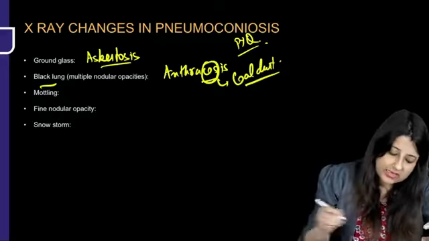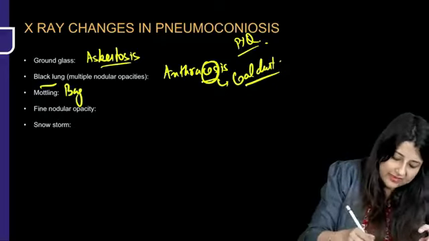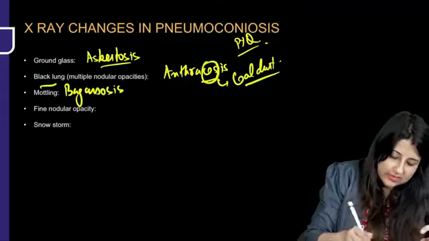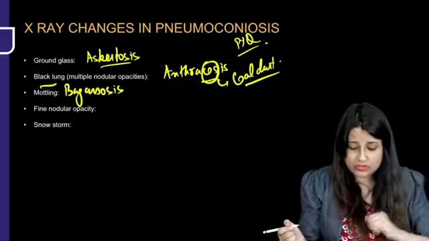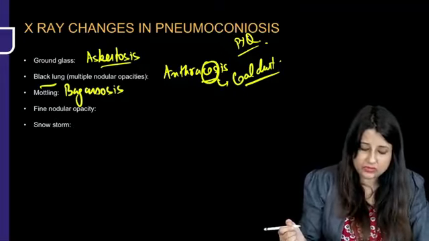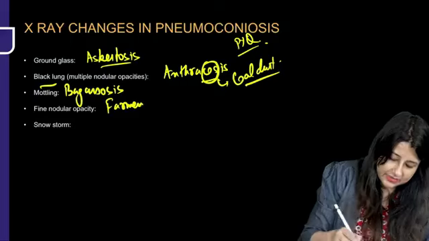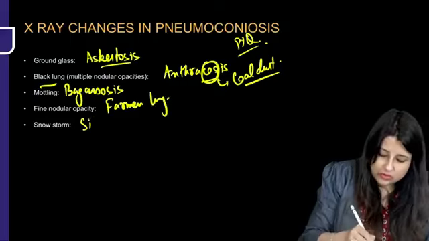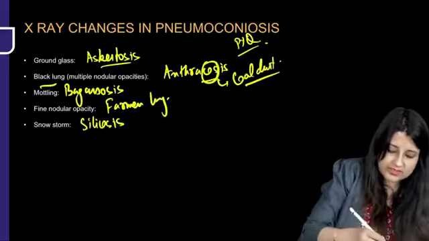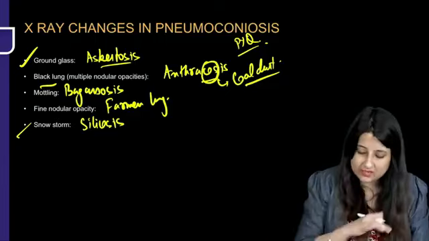Okay, mottling of lung fields you can see in bagasosis. That is important. So mottling is seen in bagasosis. Fine nodular opacity can be seen in X-rays of farmer's lung. Snowstorm is silicosis. Most important are this ground glass and this silicosis. Black lung you will be able to do because that is coal dust, so black in color, so anthracosis.